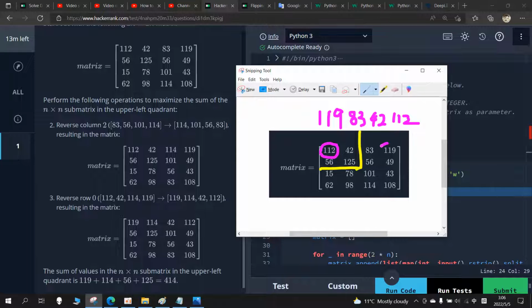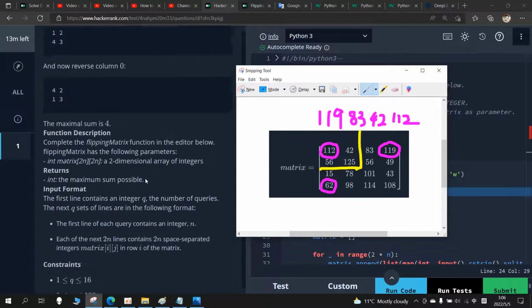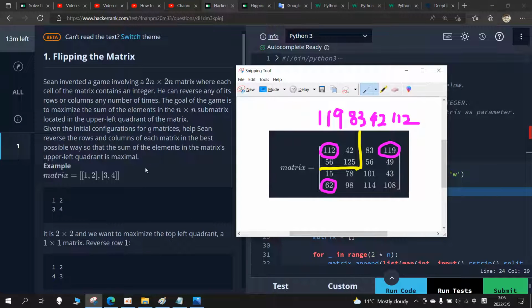So that means 119 is going to be a possible value. And similarly, we can put 62 up. We can reverse the entire column as well. So 62 is also going to be a possible value. And then, is it only 2 possible values? Because we can reverse any number of times, that means 108 could be a possible value as well. Why?